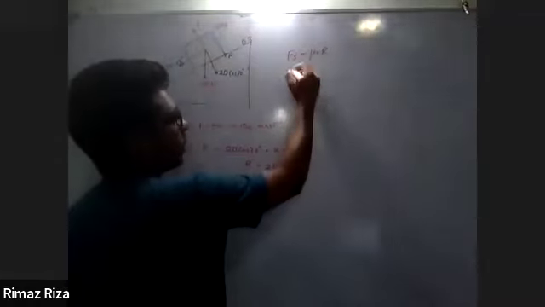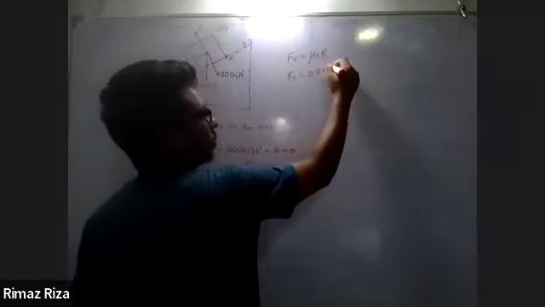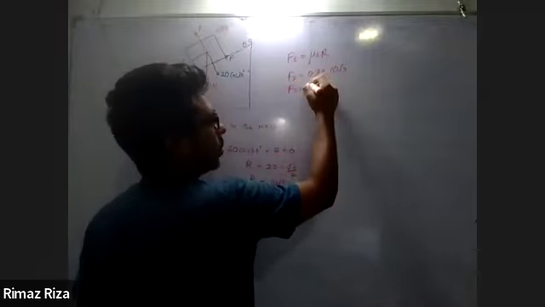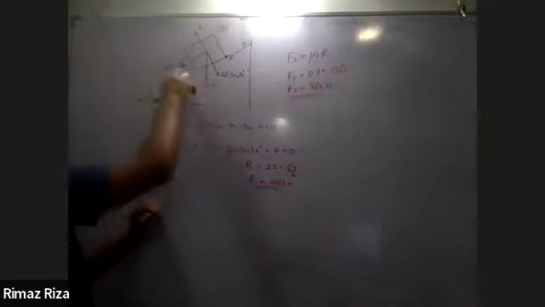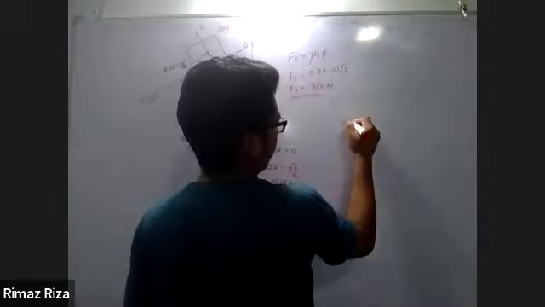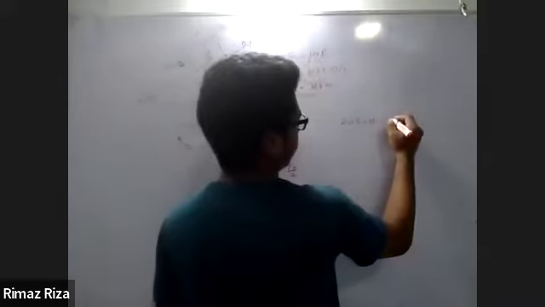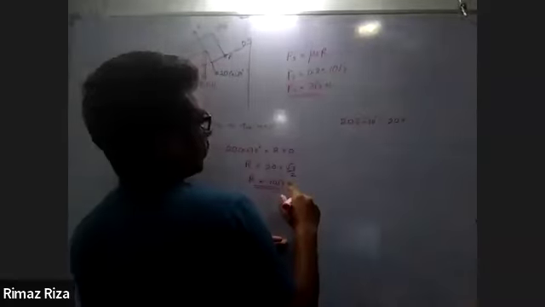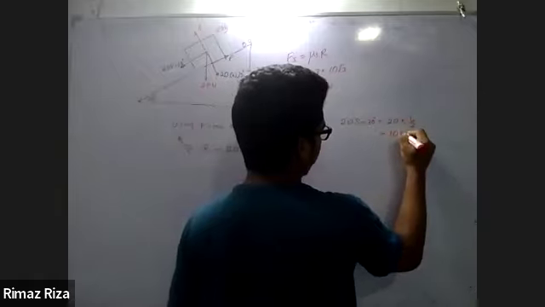So then we can find Fs. Fs equals 0.3 into R, which is 10 root 3. Therefore Fs equals 3 root 3 Newton. And the next thing we are going to find is mg sin theta. So 20 sin 30 equals 20 into sin theta. Sin 30 is half, so this is equal to 10 Newton.